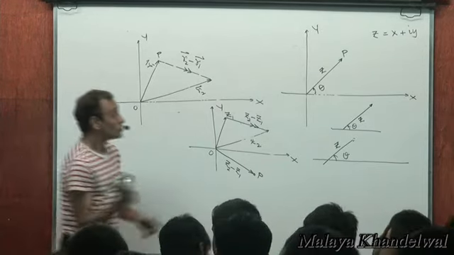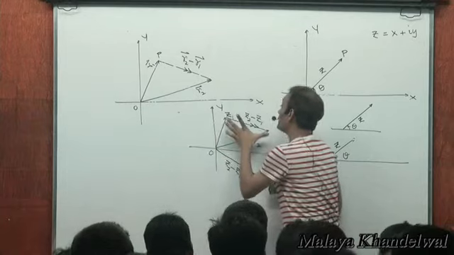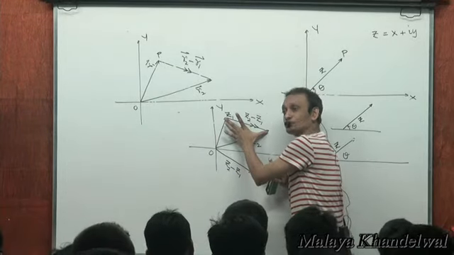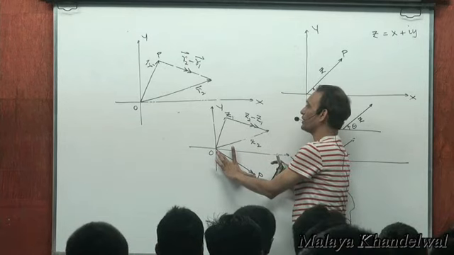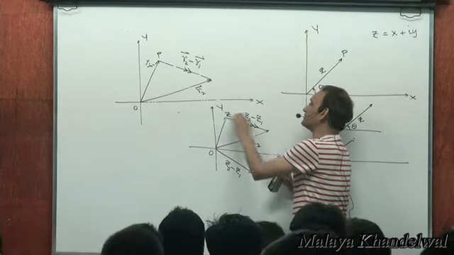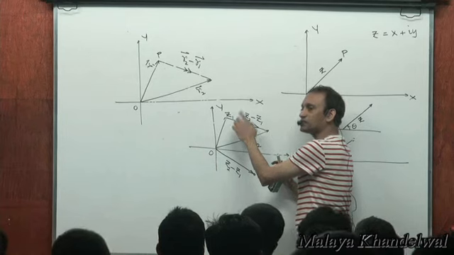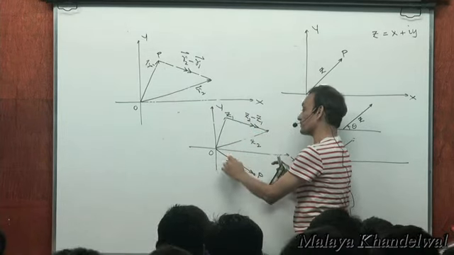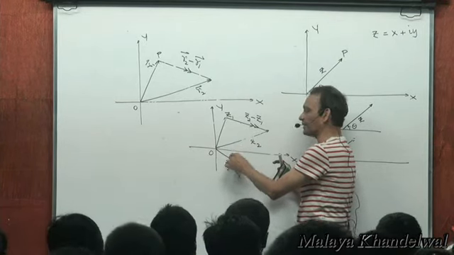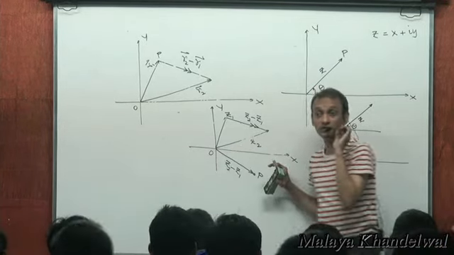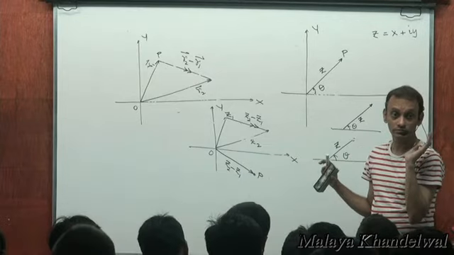Got me? So this is just a vector z2 minus z1. This length would be mod of z2 minus z1. This length will also be mod of z2 minus z1. And this makes an angle theta with the positive direction of the x-axis. That will give me the argument of z2 minus z1. Yes or no? Right?